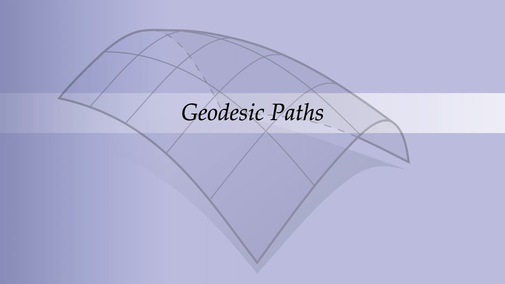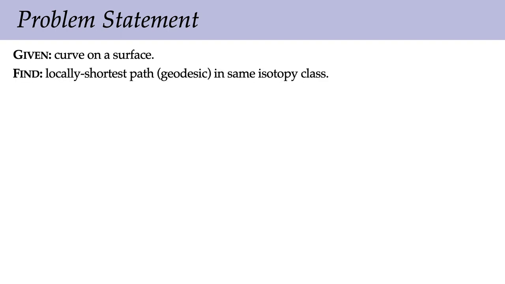So about those geodesic edges we saw. Let's talk about a whole new algorithm, which is a simple greedy procedure that we can run on intrinsic triangulations in order to construct geodesic paths. The problem setting here is that we're given some curve on a surface, and we want to find a locally shortest path, or a geodesic, in the same isotopy class.